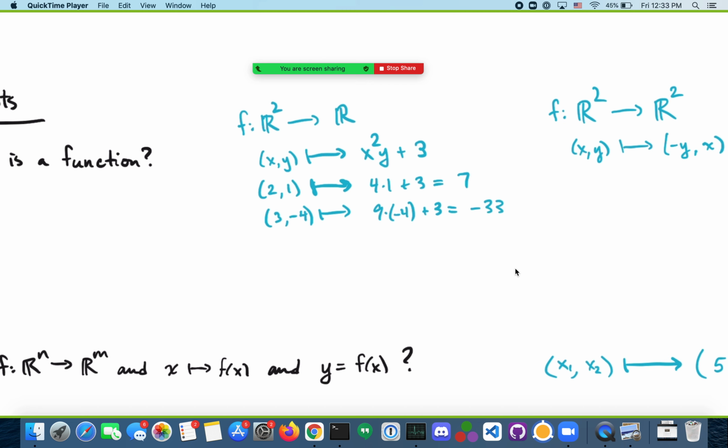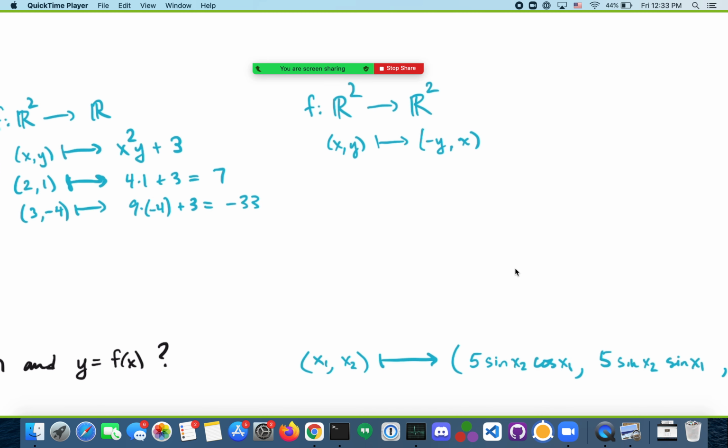So this is the point (3, -4) in the plane. I might visualize it as like 1, 2, 3, and 1, 2, 3, 4, like there. And that point gets assigned to the number -33. I've envisioned -33 sort of hovering over that point, because -33 is the number that was assigned to the point in the plane. Okay, so that's one example.